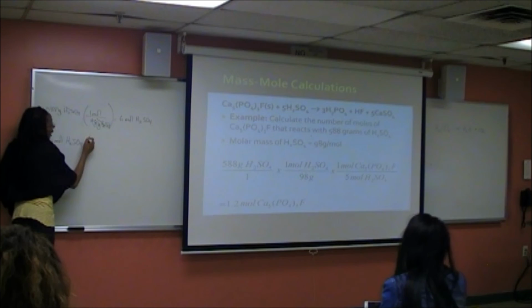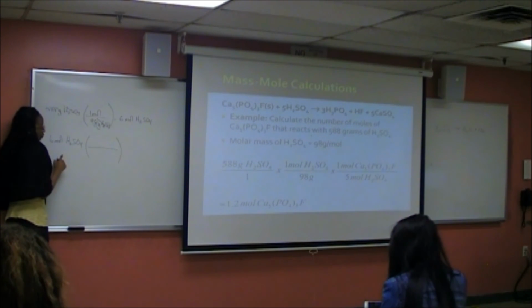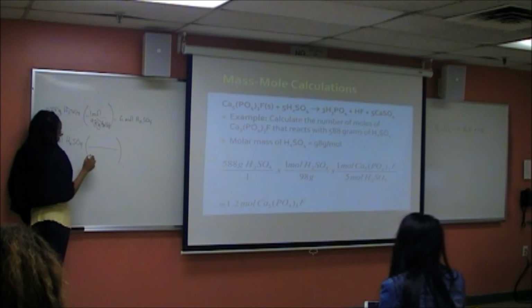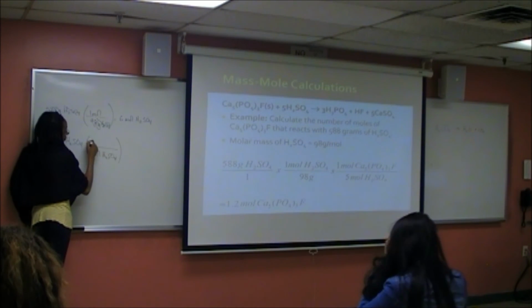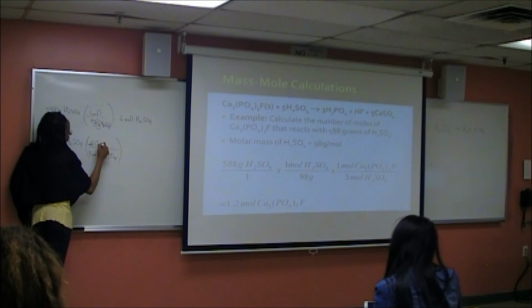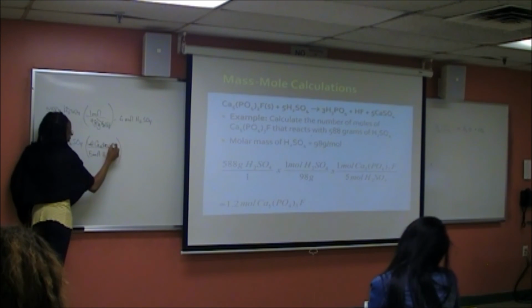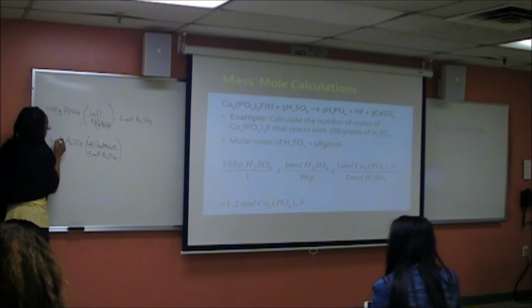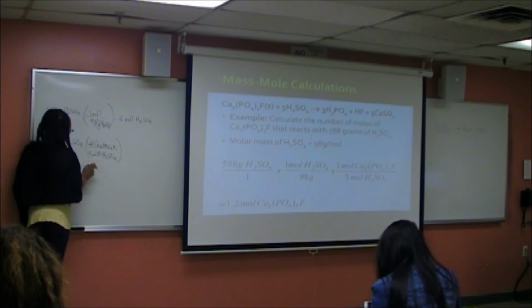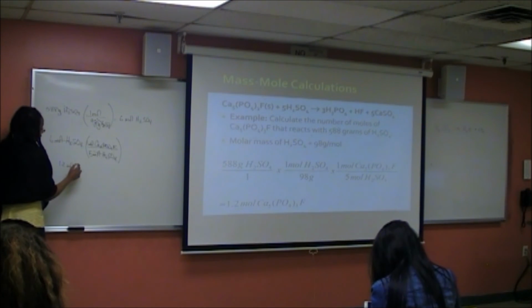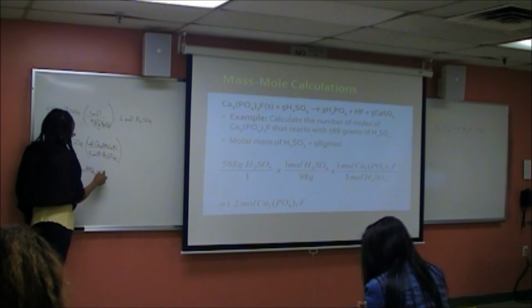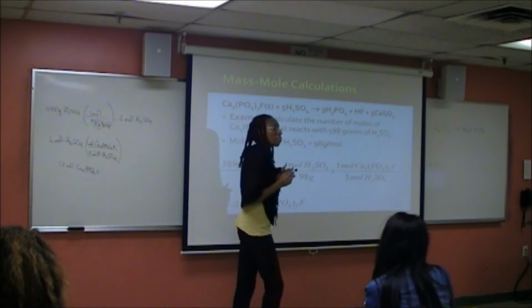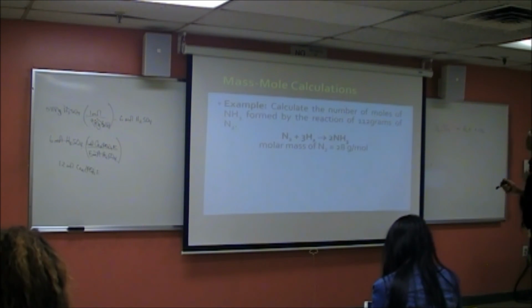Now, what goes in here? The 5 at the bottom, because we're trying to cancel that out: 5 moles sulfuric acid. Up top, we're trying to find 1 mole. Oh, okay. Now you cancel out your sulfuric acid. Multiply across the top by the bottom, you get 1.2. You get it? Yes. Good. Take another one.